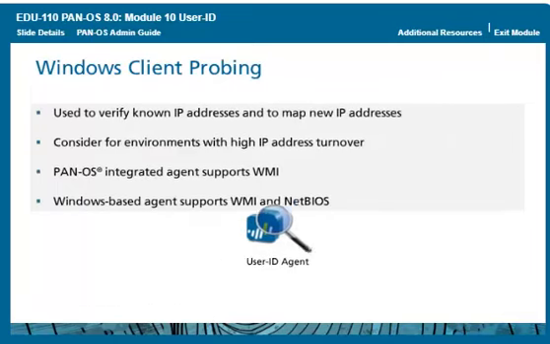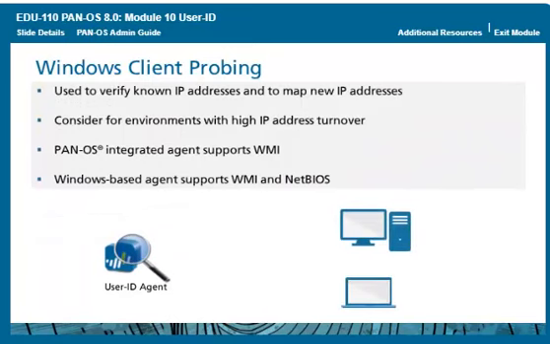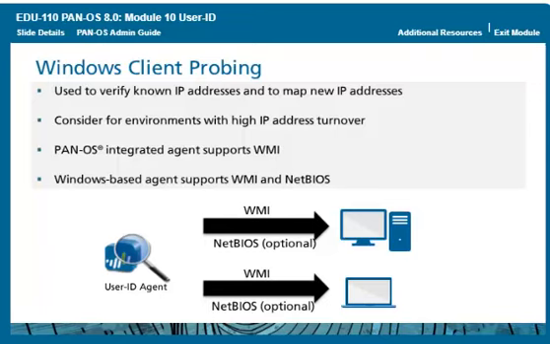In a Microsoft Windows environment, you can configure the User ID agent to actively probe client systems using Windows Management Instrumentation, or WMI. The Windows-based User ID agent also can perform NetBIOS probing, but WMI is preferred because of better authentication and better reliability. Probing is particularly useful in environments with a high IP address turnover because IP address to user mapping changes will be reflected on the firewall more quickly, thus enabling more accurate enforcement of user-based policy rules.